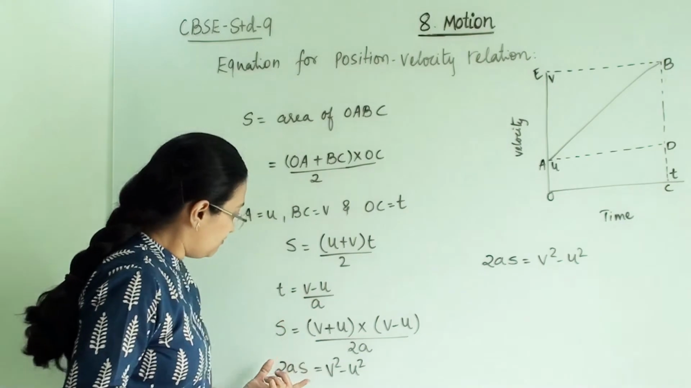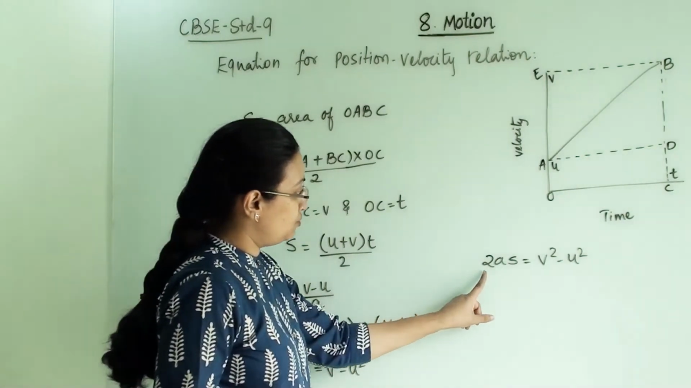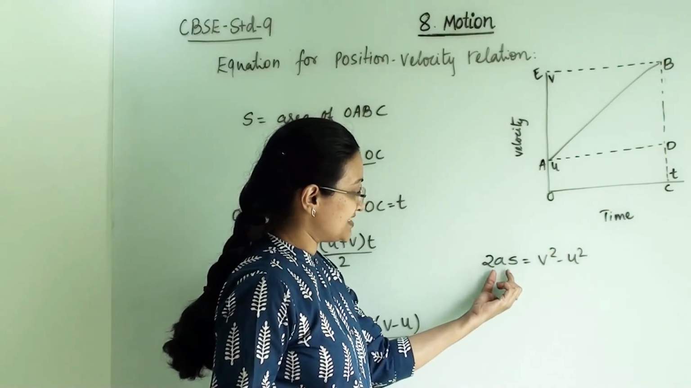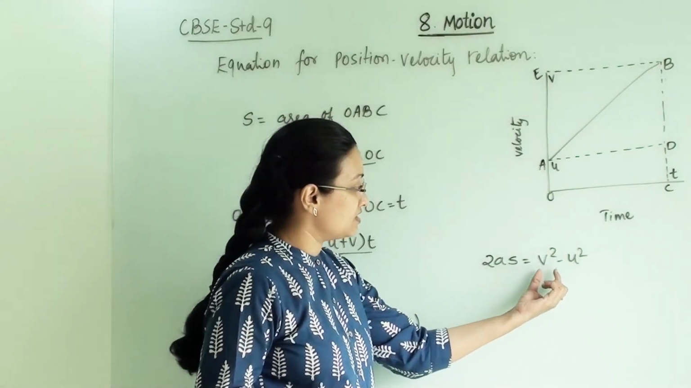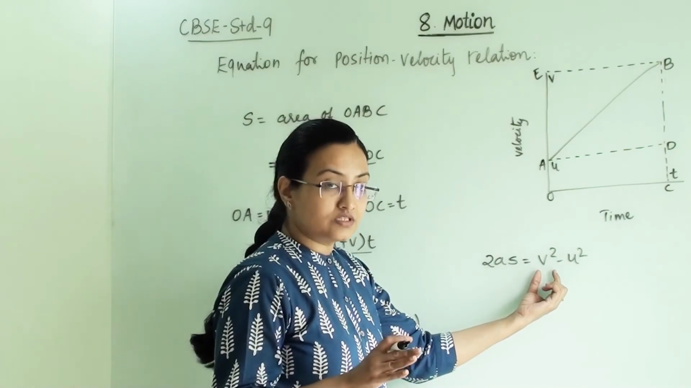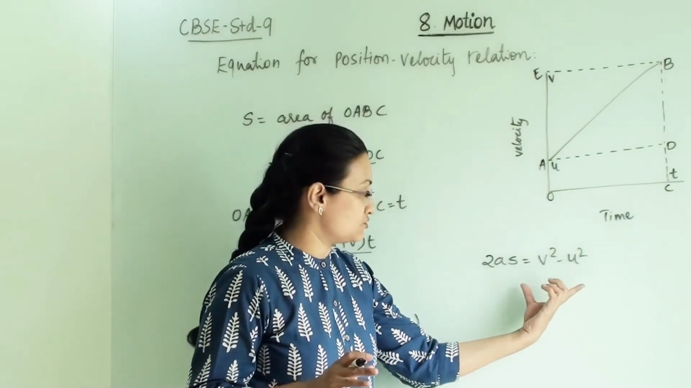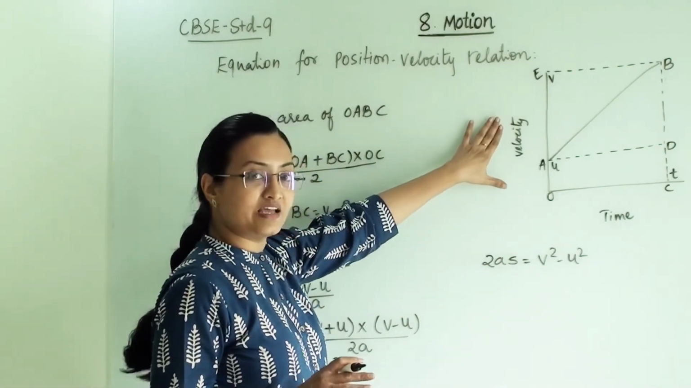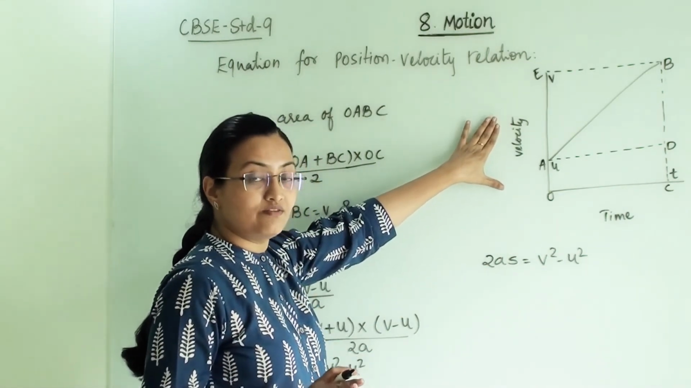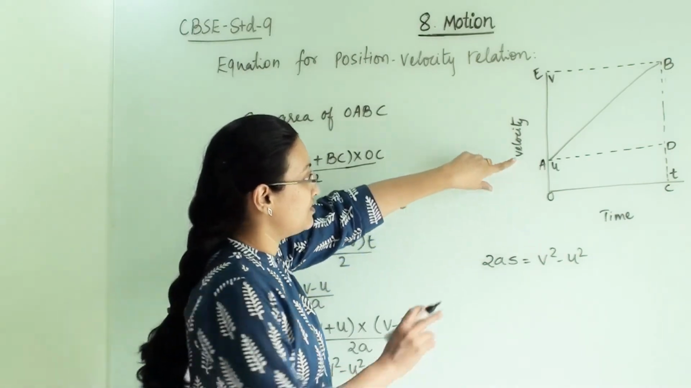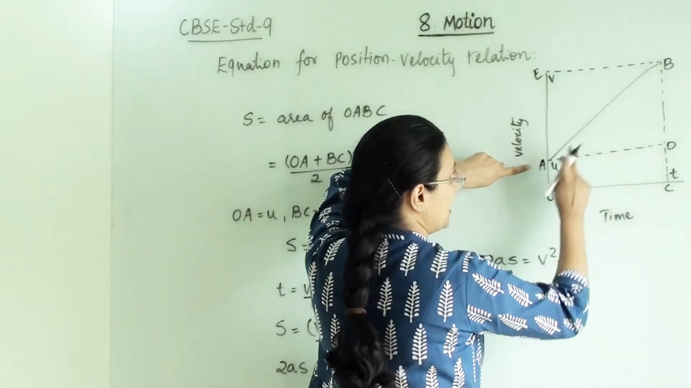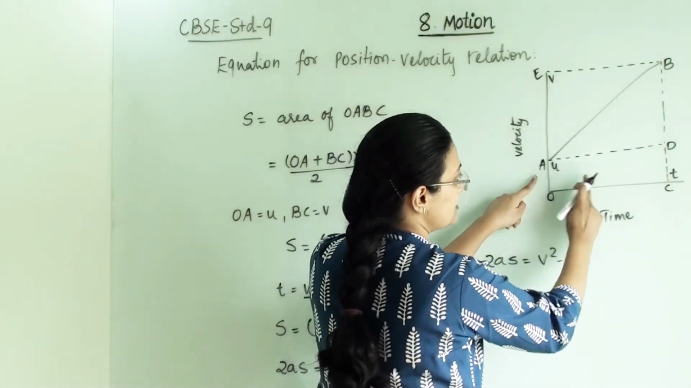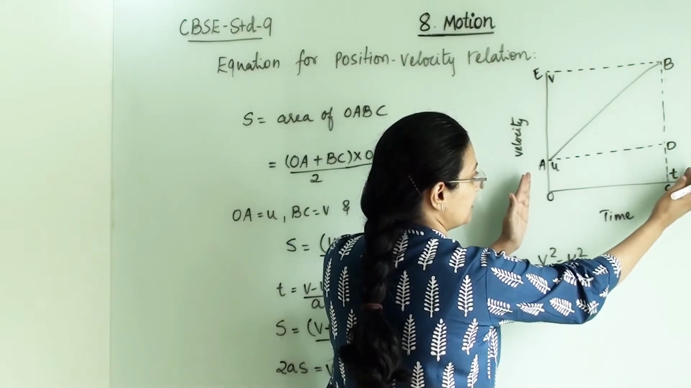Now we are going to prove the equation 2as equals v square minus u square. So 2 into acceleration into distance will give us final velocity square minus initial velocity square. Let us prove this equation via the velocity time graph. As I have explained earlier, this is the velocity time graph, in which our travel is uniform from A to B. This is the initial velocity, this is the final velocity, and this complete part is the time taken for this travel.